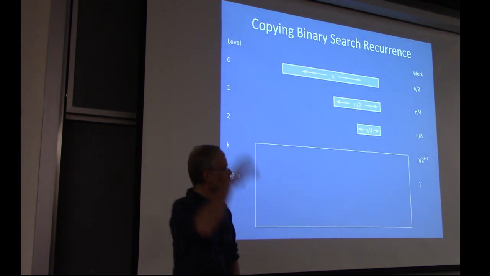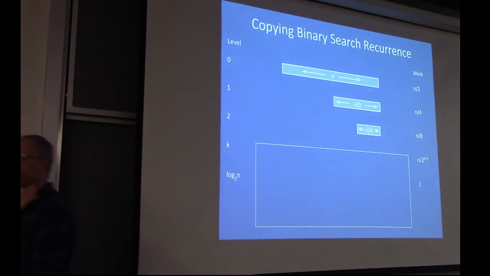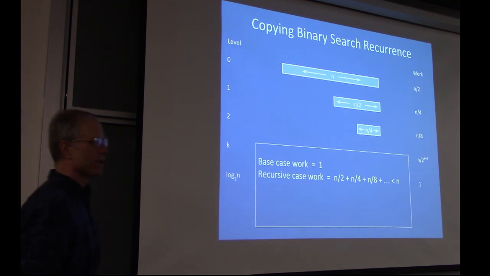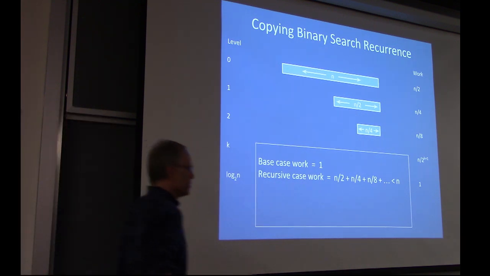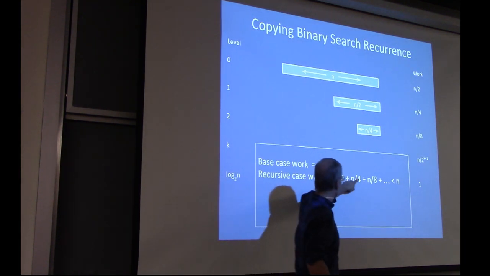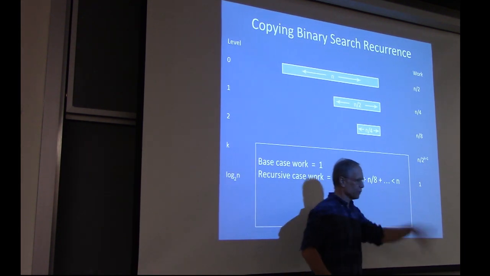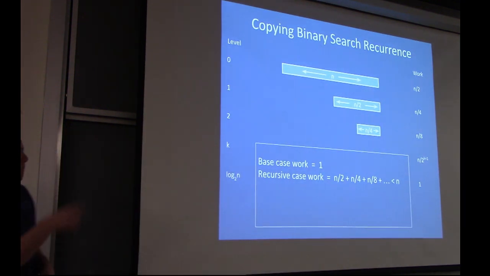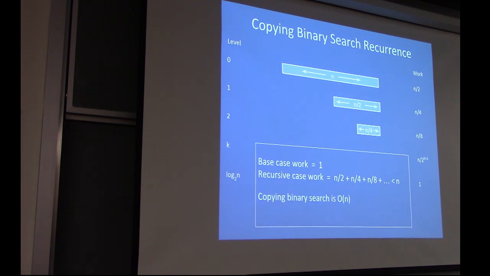So how do we figure out the overall amount of work required by this method? Yeah, you just add them up. So the base case is 1. The recursive work is n over 2 plus n over 4 plus n over 8, and so on, which is less than n. Basically, it's n times 1/2 plus 1/4 plus 1/8 plus 1/16 plus 1/32. That gets closer and closer to 1, but never gets there. So it's less than n, so we can conclude that copying binary search is O of n.